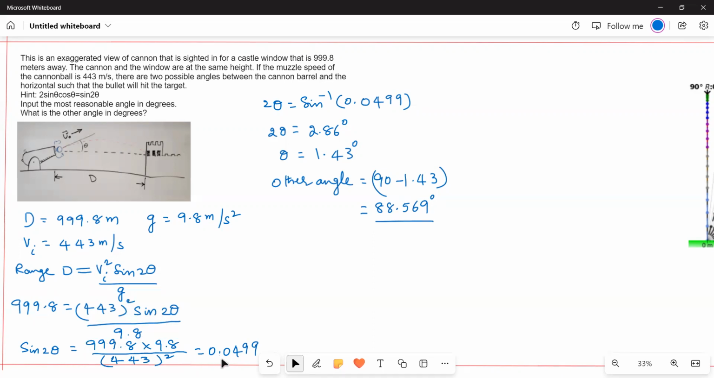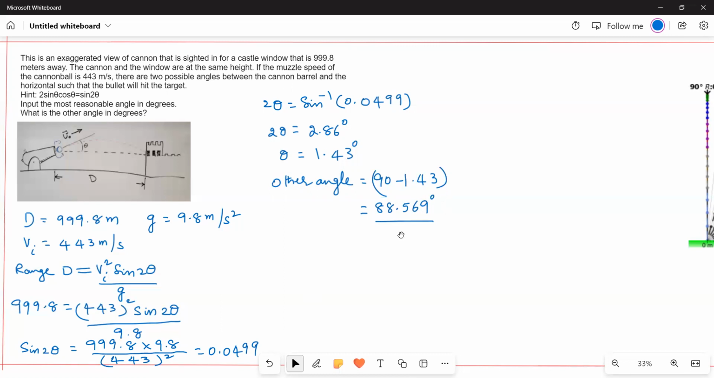Okay, from this, by plugging in the values, I get sine 2 theta is equal to 0.0499. So 2 theta is equal to sine inverse of this value, and I get 2.86 degrees as the value for 2 theta. Therefore, theta is equal to 1.43 degrees. He is asking for the other angle. Other angle means we have to subtract this angle from 90. So 90 minus 1.43 is equal to 88.569 degrees.